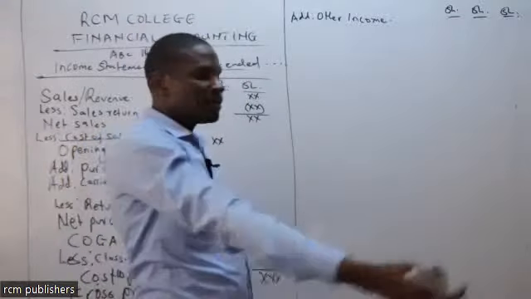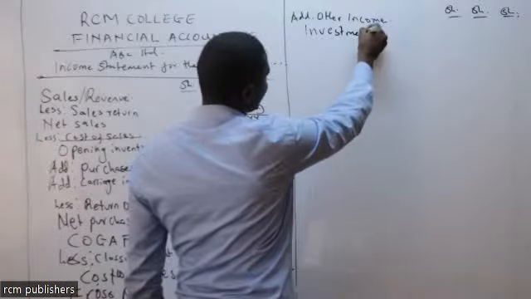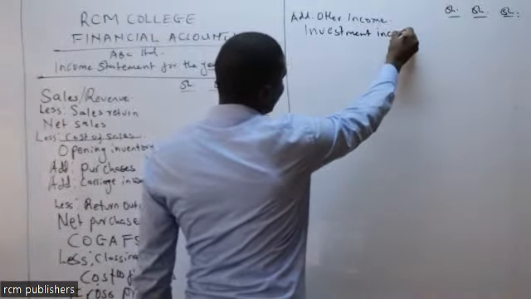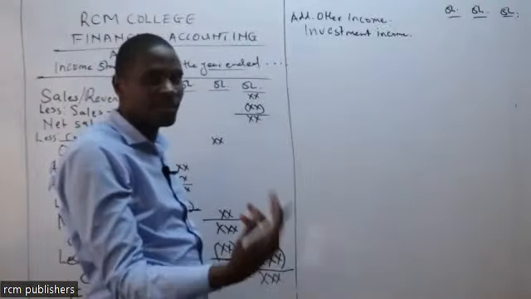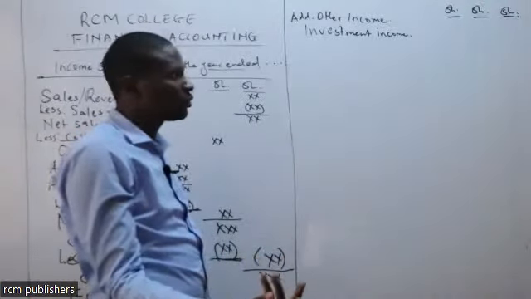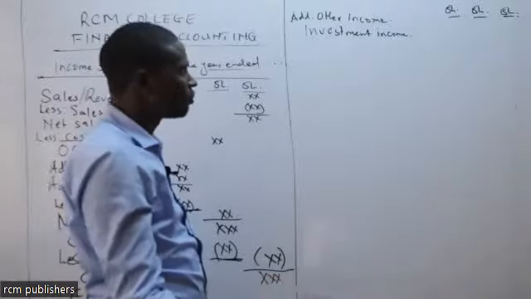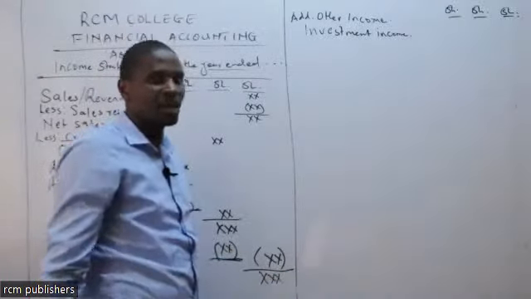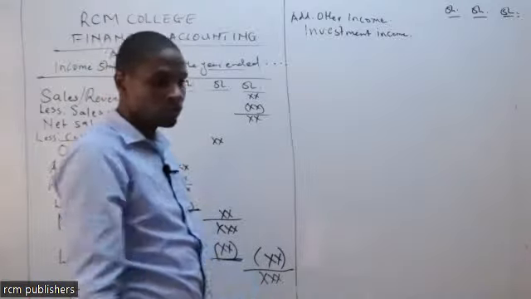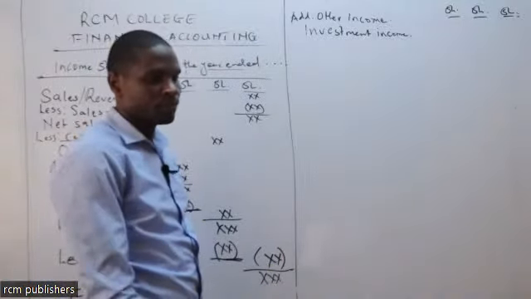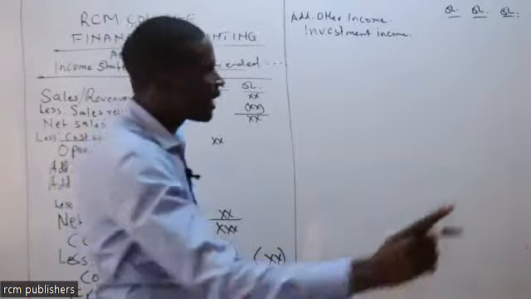Let me start with investment income. Give me another one. The income revenue, those items you get on the credit side. Any other item? Give me one, give me two, then we proceed. Discount received, thank you.